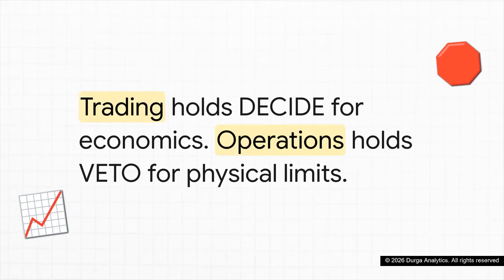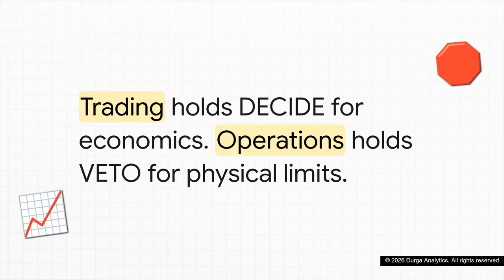The fix for this is purely structural. Trading should hold the singular decide, right? Because withdrawal is ultimately an economic optimization. Operations should hold a veto, exercisable strictly on physical integrity or regulatory grounds.